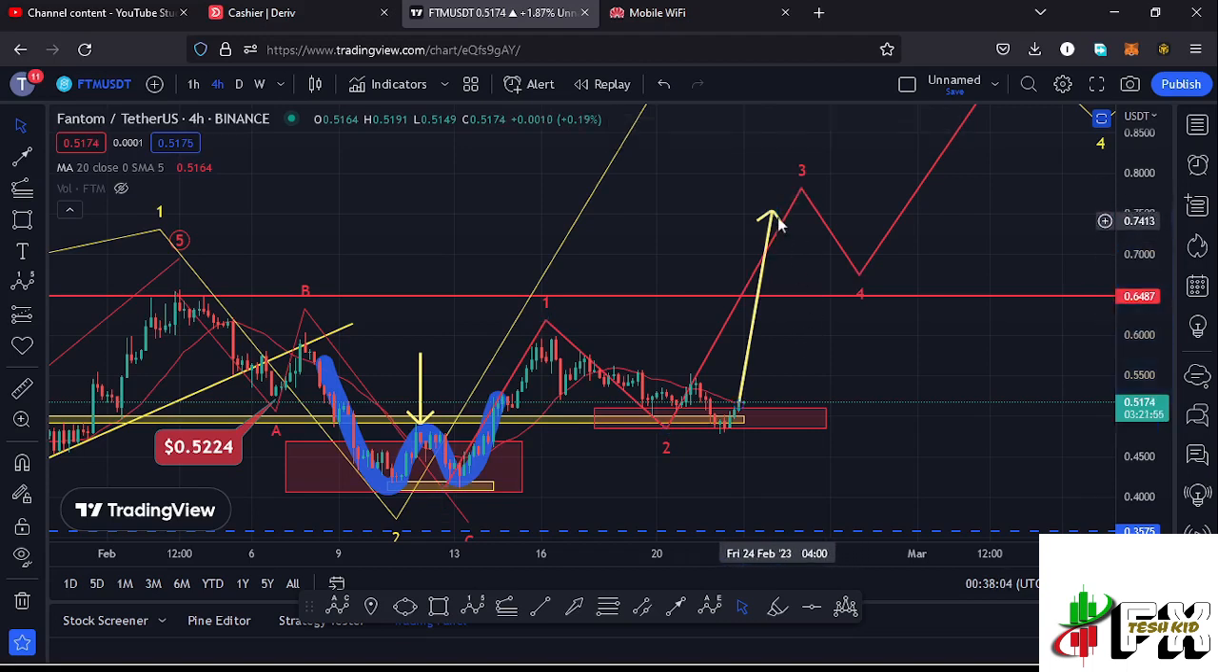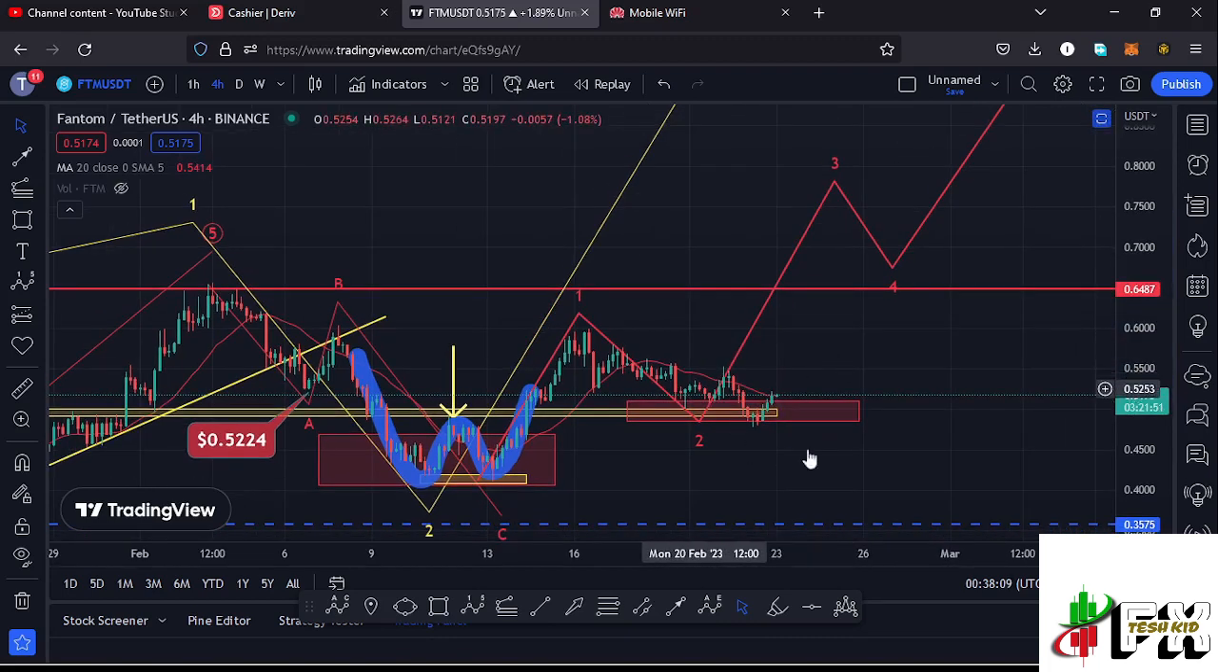So that is what I'm expecting here on the short-term scenarios, and I've said that this is my next trade. I'm getting this long to the upside in the formation of this wave 3.